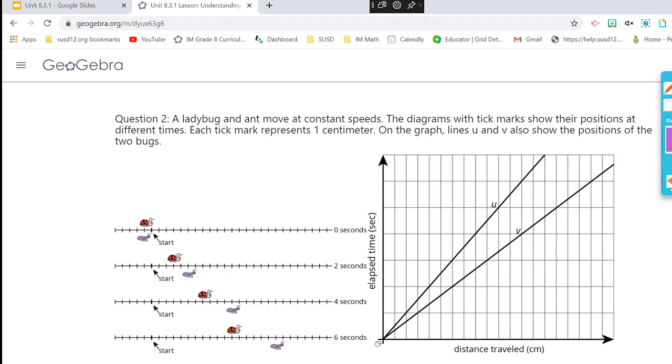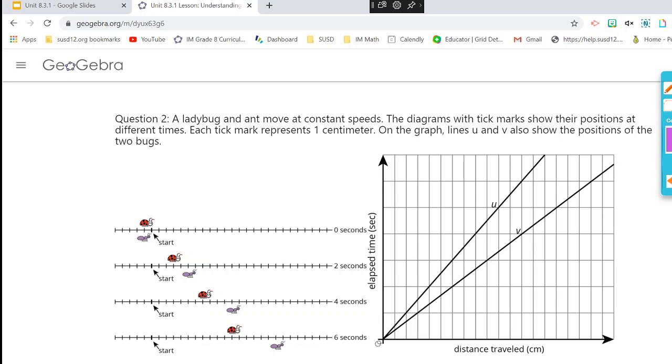Question number 2. A ladybug and ant move at constant speeds. The diagrams with tick marks show their positions at different times. Each tick mark represents 1 centimeter. Here are the tick marks: 1 centimeter, 2 centimeters, 3 centimeters, 4 centimeters, and so on.